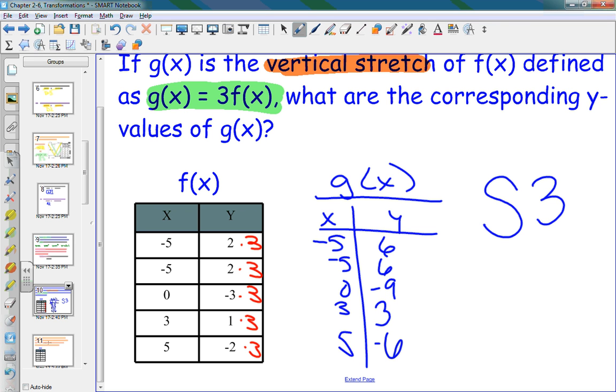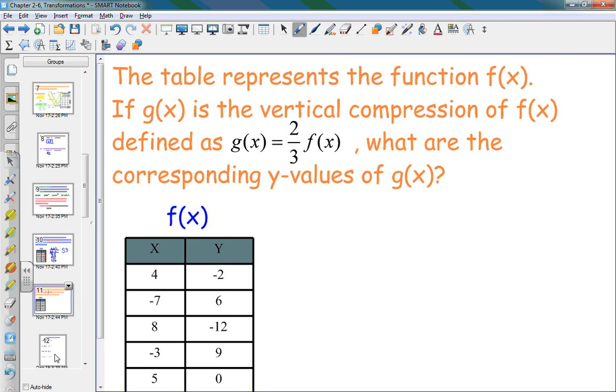Do we understand that? S3 means stretch of 3. Yay or nay, folks? I just put stretch 3 because I would. Well, let's see if we're confused on this one. It says the table represents the function f of x. But it's compression. If g of x is a vertical compression, what does it mean to be a vertical compression?